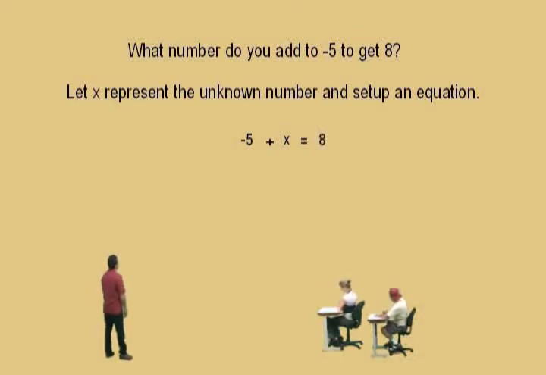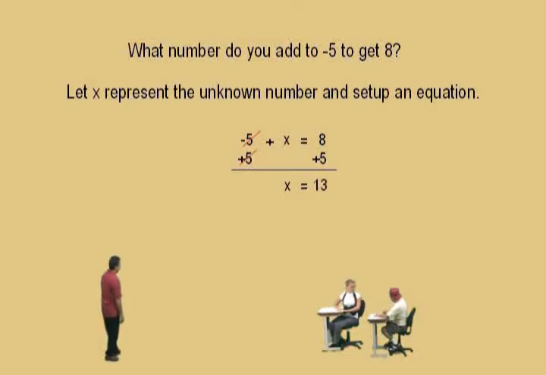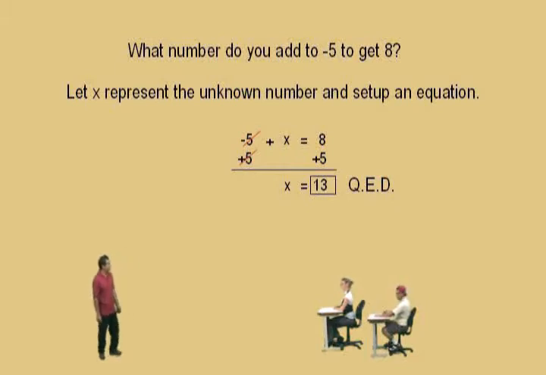We use the addition property of equality and add 5 to both sides of the equation. This leaves us with x on the left side and 13 on the right side. Quod erat demonstrandum. Very nice there, Helga. Okay, Charlie, you're up.